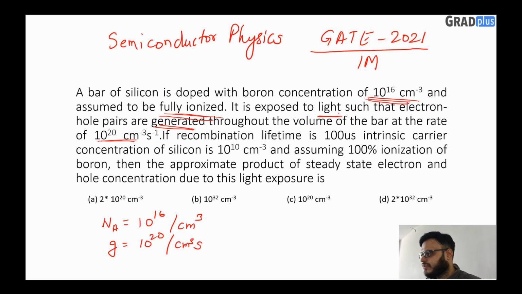Now we are given the recombination lifetime, that is 100 microseconds. Then what is recombination lifetime? The recombination lifetime is the time span for which these generated electron hole pairs will remain, and after this lifetime the electron hole pair will get recombined. So the lifetime is 100 microseconds. So it is given by tau, which is equal to 100 microseconds.